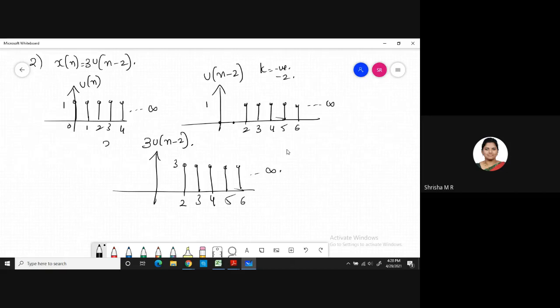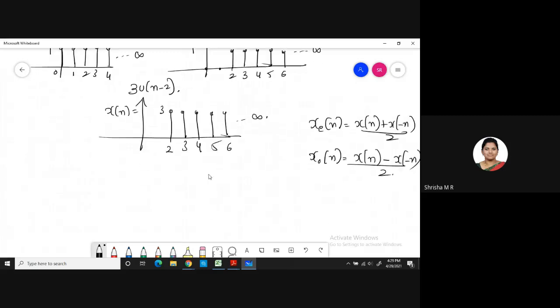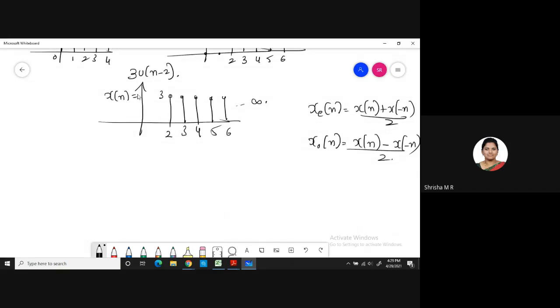Now you have to plot the even and odd part of the signal. This is your x of n, x of n is equal to 3 times u of n minus 2. To plot the even part, you have to do x of n plus x of minus n by 2. To plot the odd part, you have x of n minus x of minus n by 2. So start doing this. This is your x of n.